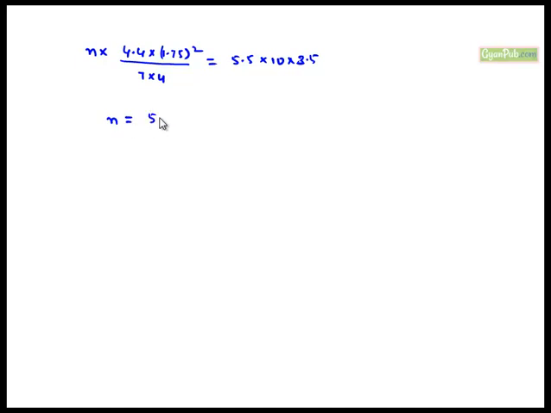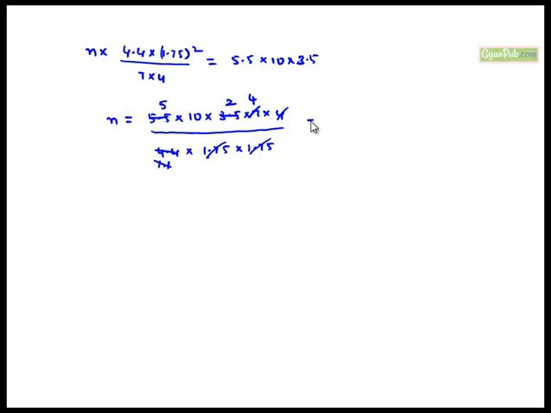Therefore n will be equal to 5.5 into 10 into 3.5 into 7 times 4 divided by 4.4 into 1.75 into 1.75. So here 4 goes in 4.4 1.1 times, and 1.1 goes in 5.5 5 times, and 1.75 goes in 3.5 2 times, and 1.75 goes in 7 4 times. That is equal to 5 times 10 is 50, and 50 times 2 is 100, and 100 times 4 is 400. Therefore the number of coins used to make the cuboid is 400.